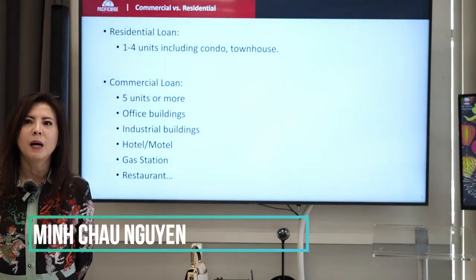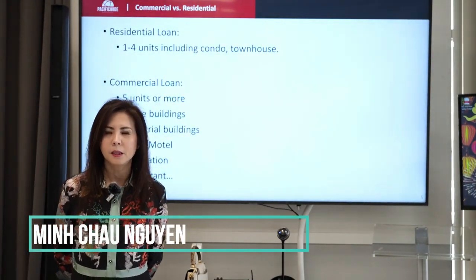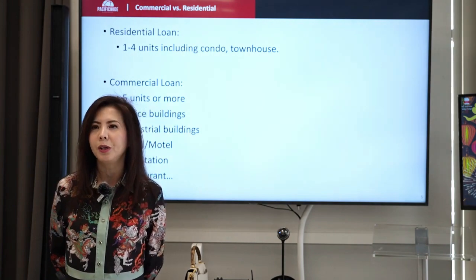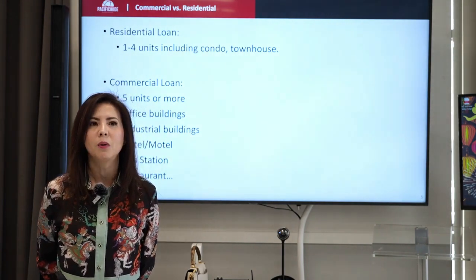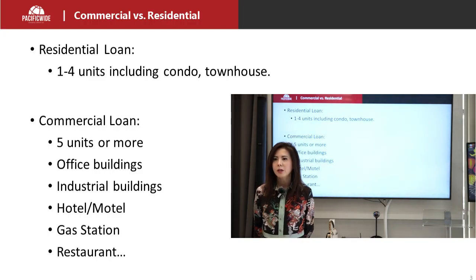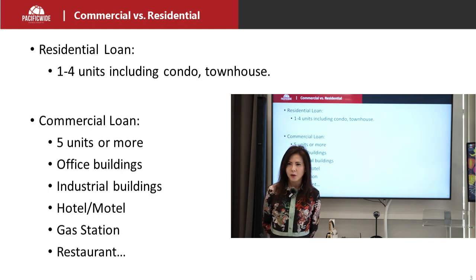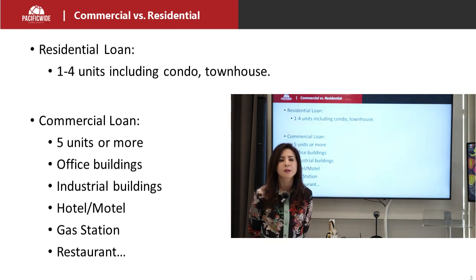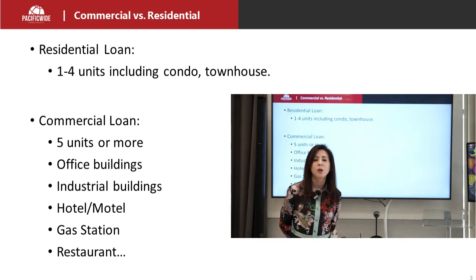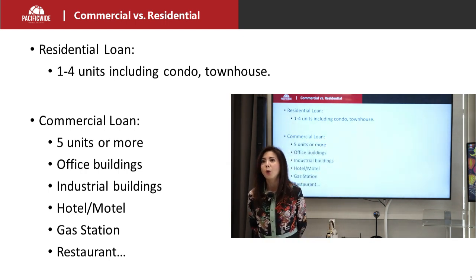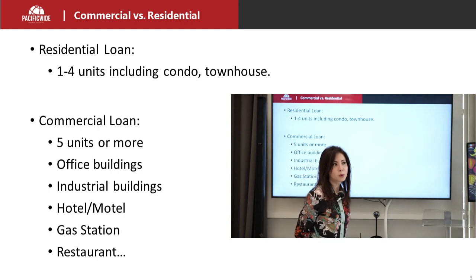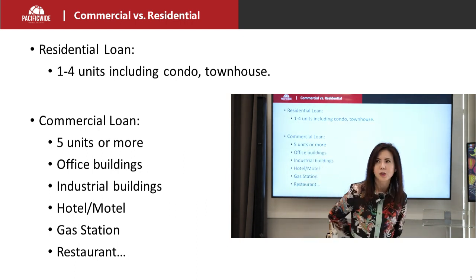Okay, so now we talk about the apartments, the 5 to 8 units. But last time we talked about residential loans, which are loans for property from 1 to 4 units. So you have a single-family home, a duplex, fourplex, or a condo, townhouse. Those are residential, or a mobile home. You also put them into residential.